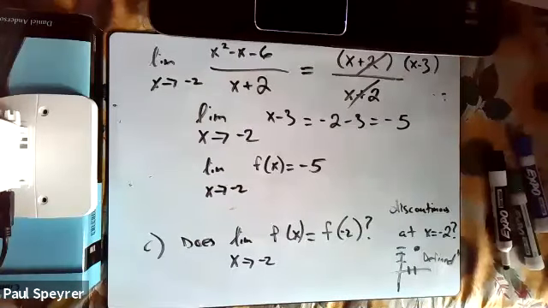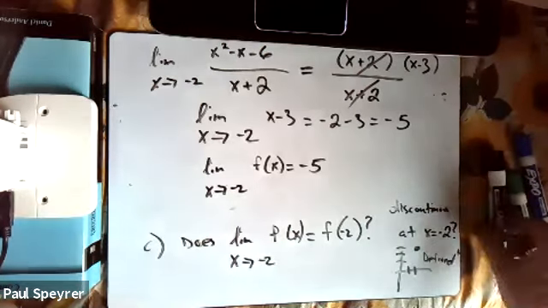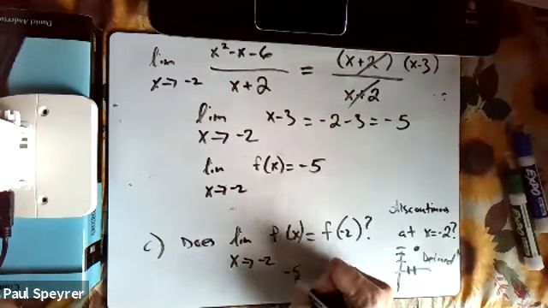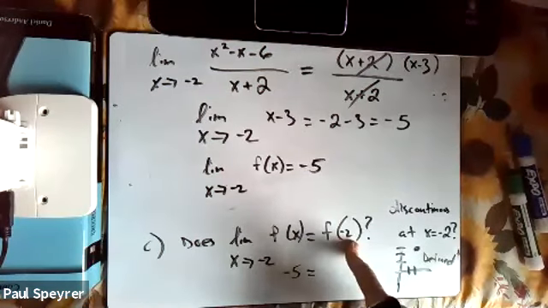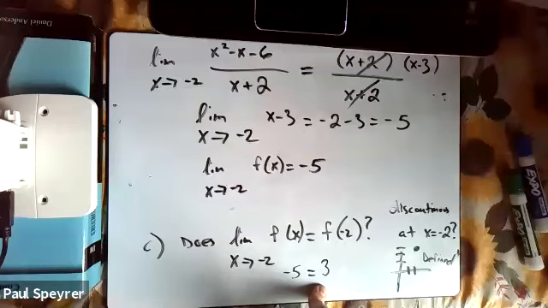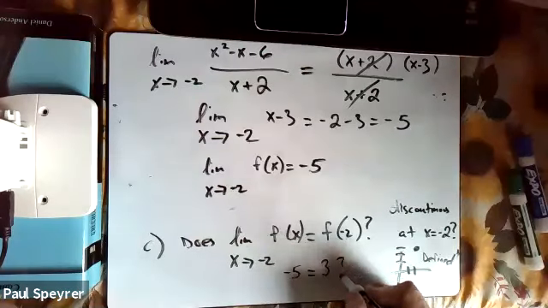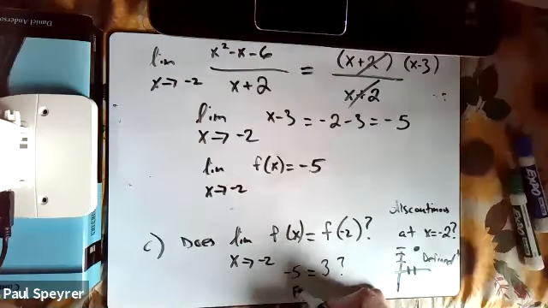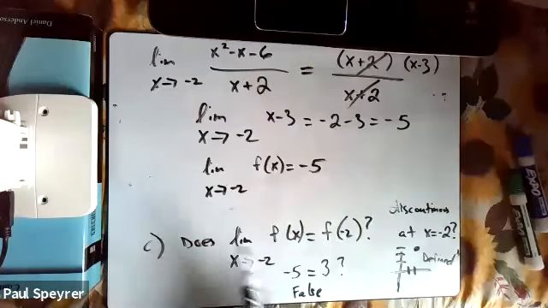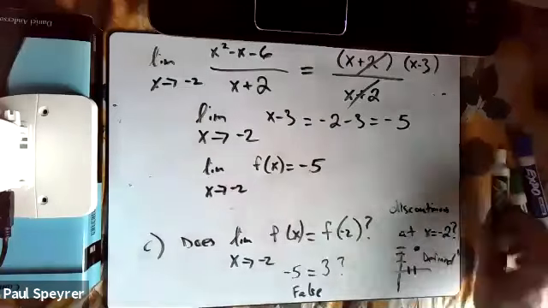So we're being asked, is that a true statement, right? Well, it isn't. What was the limit as x approaches -2? We got -5. Does that equal f of -2? What was f of -2? That was 3, right? That was the other little chunk of the piecewise function they gave us. This is obviously false. So this is why it's discontinuous at x equals -2.